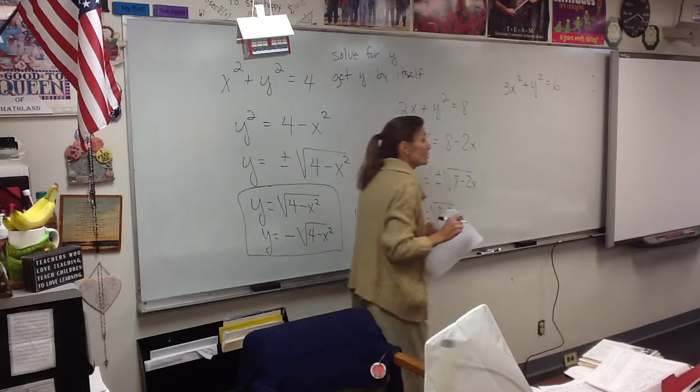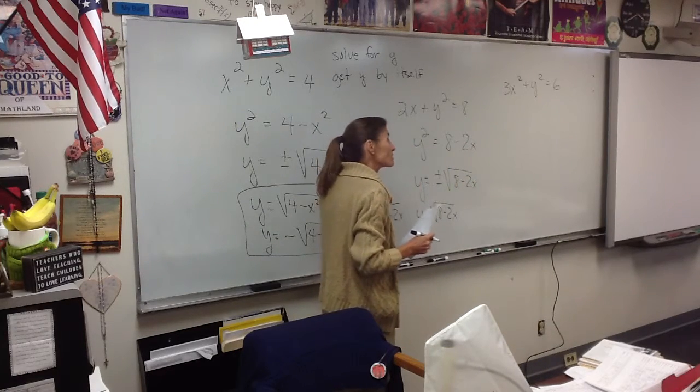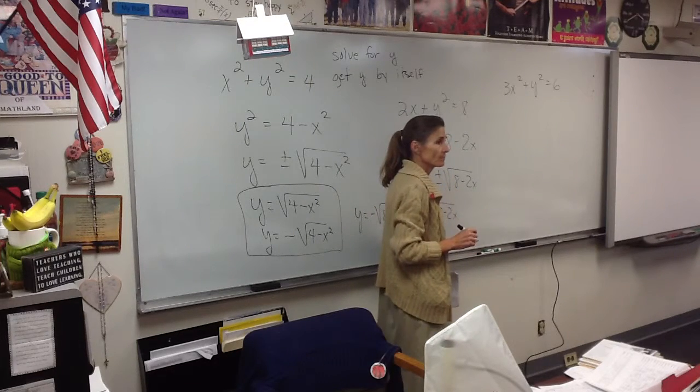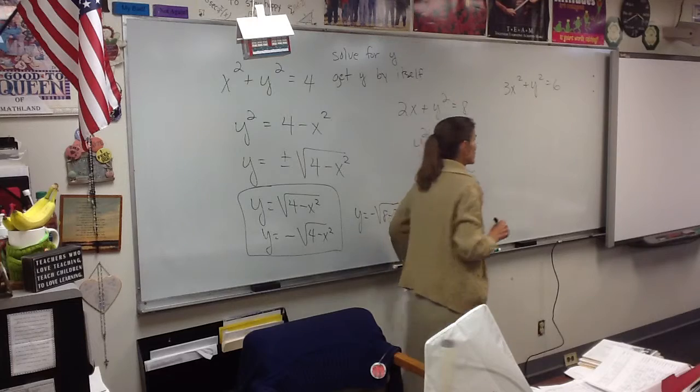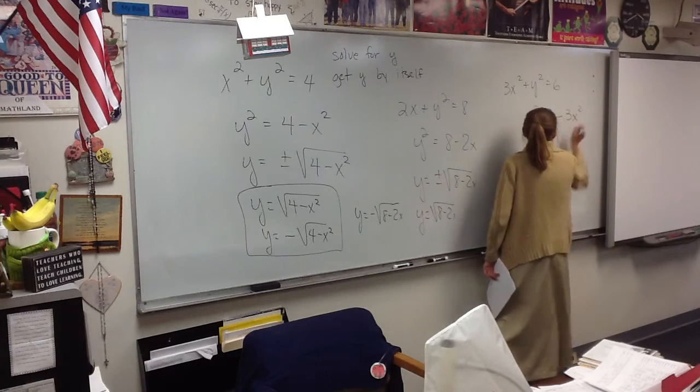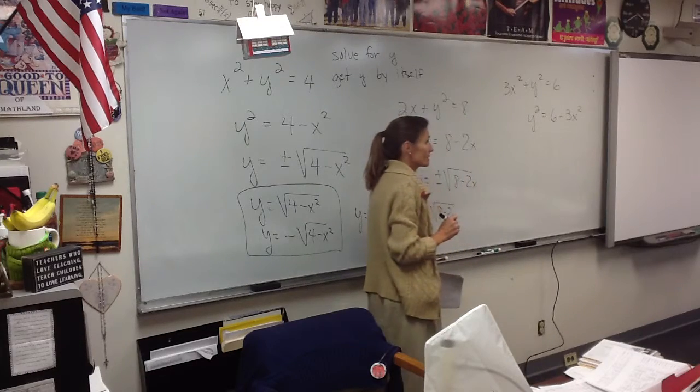I remember, I'm going to put two answer blanks. That will remind you that there are two answers. Okay, here we go. Step one: subtract 3x squared from both sides. Step two.